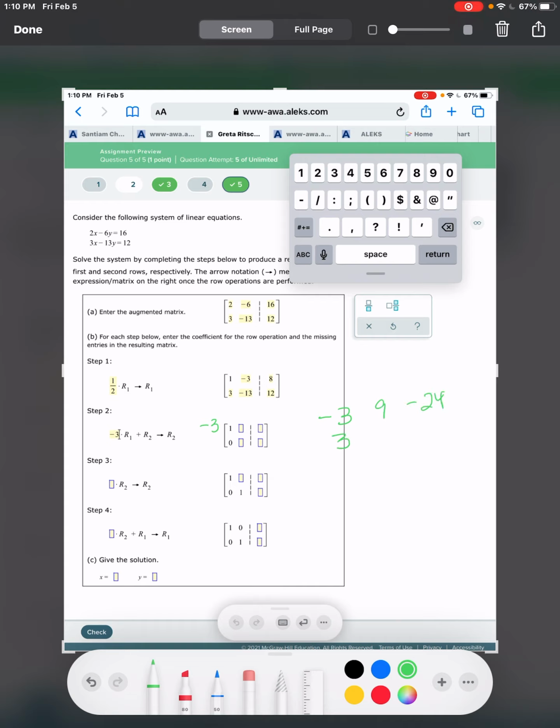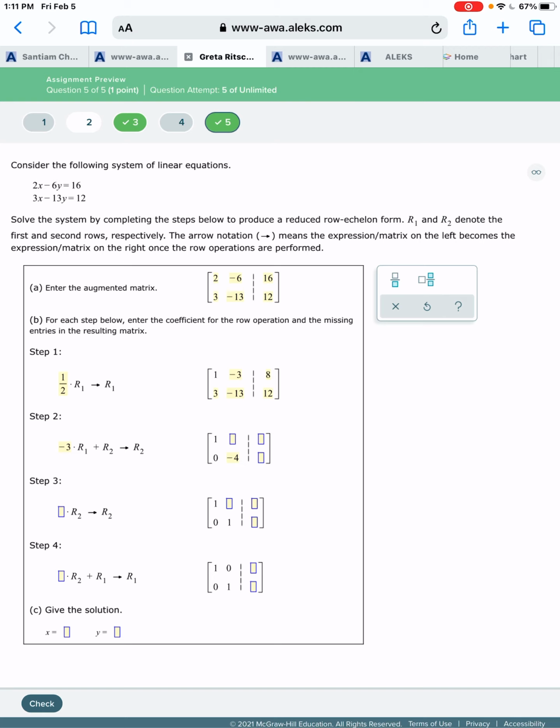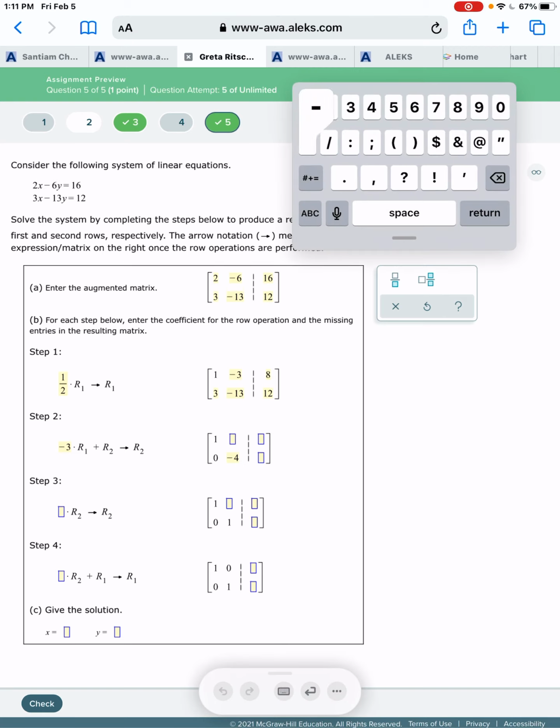We are adding that to the existing row 2 to get the new row 2. So we have 0, we have negative 4, and we have negative 12. Okay, and then we're going to keep the other row the same for now.